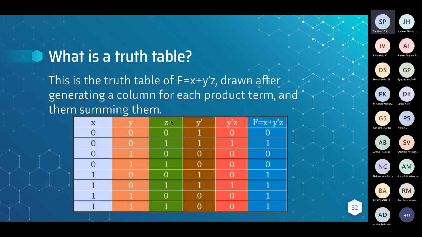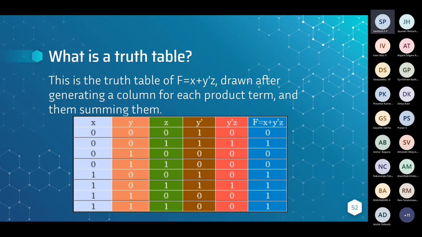And similarly, if we put an AND operation between the y dash and z columns, we can get the fifth column, which is y dash and z. So from the third and fourth columns, if you see the first row, we get 0 and 1. 0 and 1 is 0. 1 and 1 is 1. 0 and 0 is 0. 1 and 0 is 0. And similarly, we can write the whole truth table for y dash z.